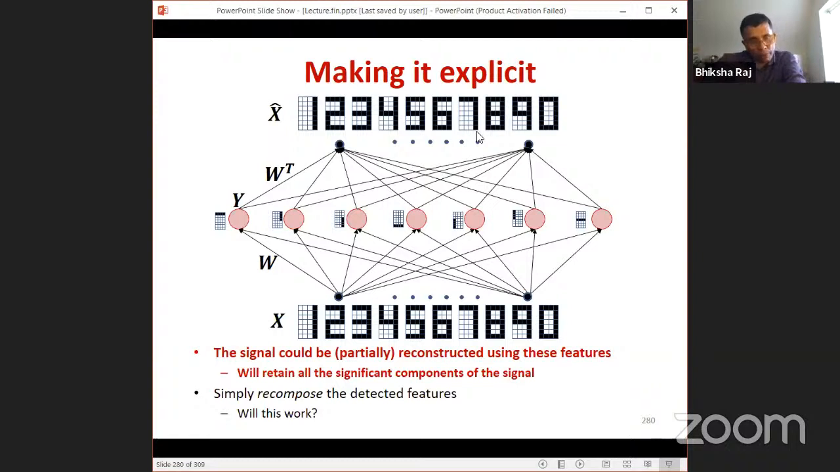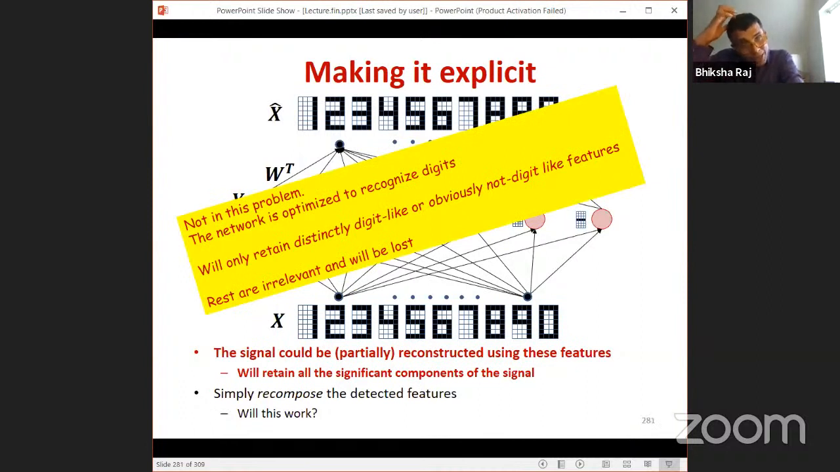So if I could just recompose the detected features, it should recompose the input. It won't actually recompose the entire input. In this problem, the network is optimized to recognize digits. So the features it's going to retain are distinctly digit-like or obviously not digit-like features. The rest are irrelevant and will be lost. So if you just recompose the input by putting together the weight patterns, remember, of the neurons that fired, you're going to have a partial reconstruction of the input, which makes it most explicit whether this was a digit or not.